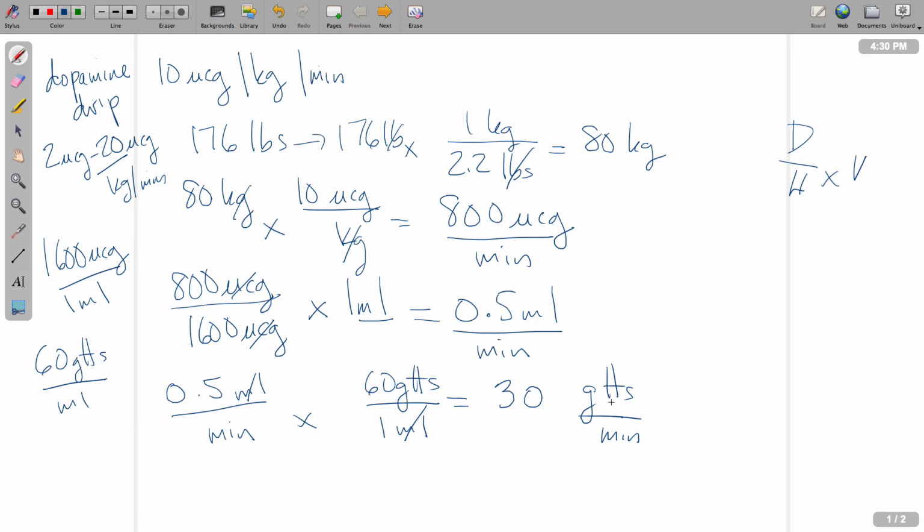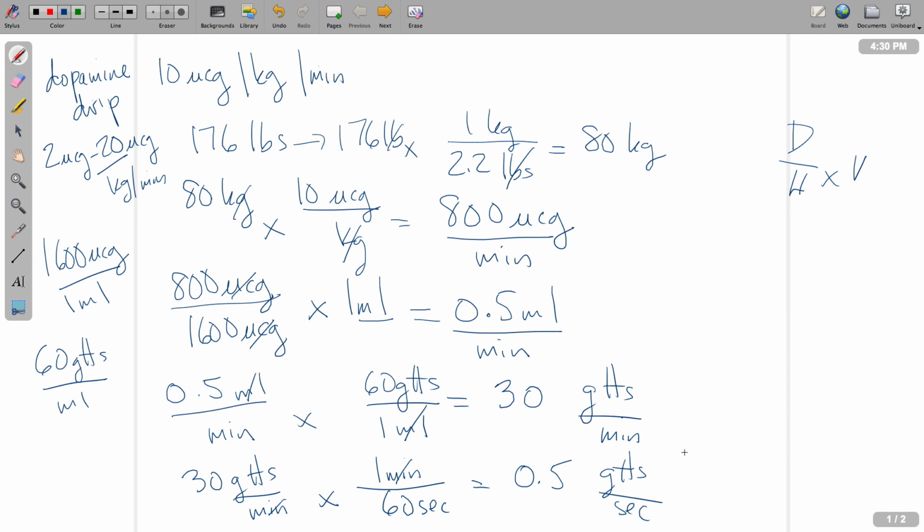Now, if we want to figure out how many drops per second this is, then we'll just conclude that by doing 30 drops per minute times 1 minute divided by 60 seconds. We can get rid of our minutes. We're left with drops per second. And if we do this calculation, 30 divided by 60 gives us a half a drop per second. So 0.5 drops per second is kind of a random number.